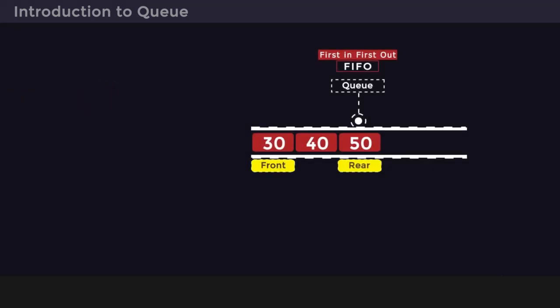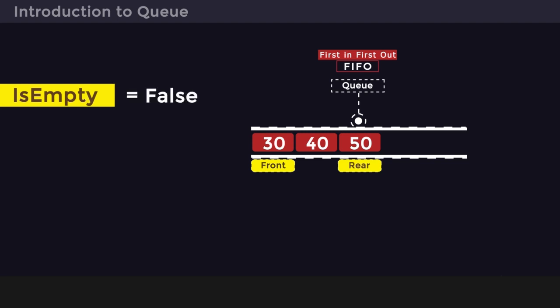The next operation is empty, and it returns false because we have items in our queue. And the next operation is full, and it returns false because we can still put items in our queue.